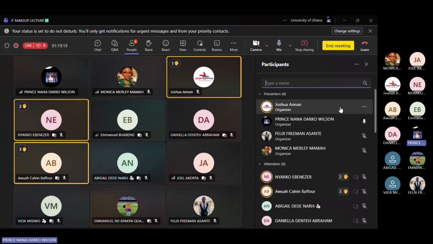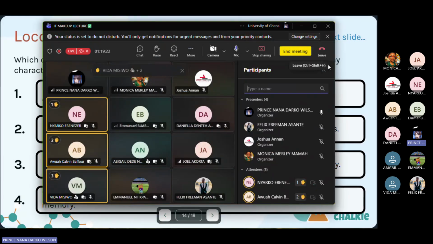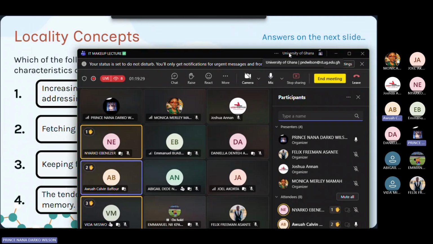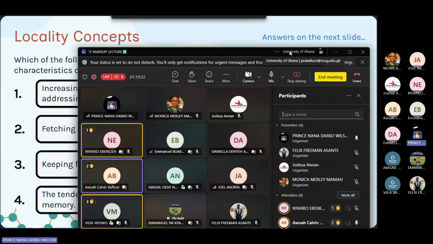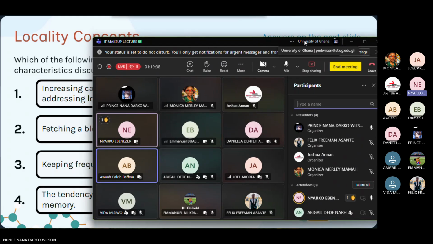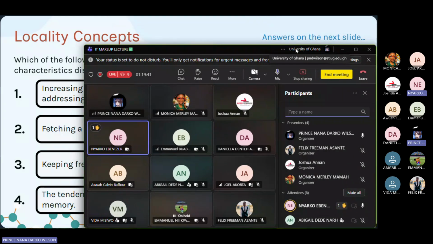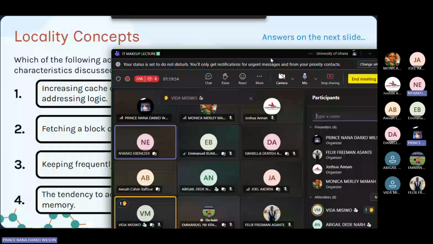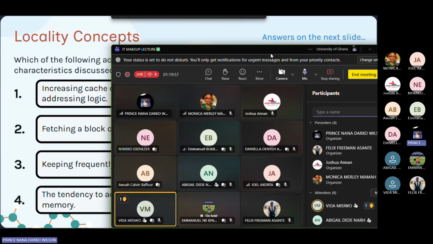Mr. Calvin, which one do you go for? I also go for number 4. Okay, number 4 has been chosen twice. What about Mr. Nyako? I'm also in for number 4. There is more than one answer here. So all of you are voting for number 4. It's not an election. Number 2, okay, they are making progress. So someone chooses number 2, others have chosen number 4.